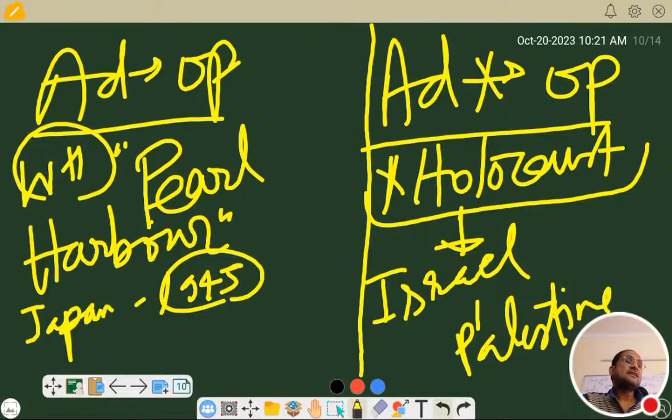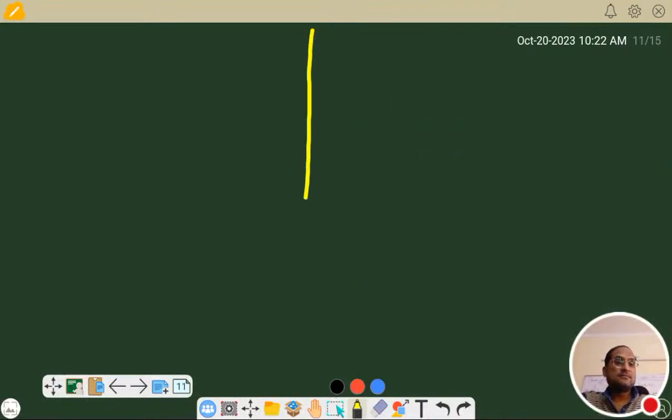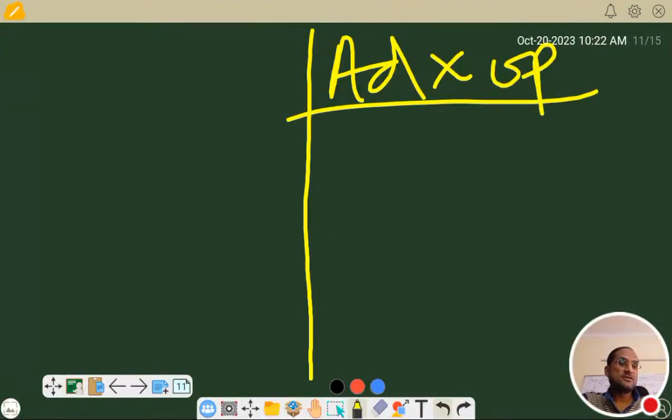Two contradictory things here. Here we see the adversity leading to opportunity through two examples, but on the other side, as a contrast, we see that adversity did not lead to opportunity, but adversity created another adversity, which is this Israel-Palestine war. Likewise, you can cite example. Adversity not leading to opportunity.